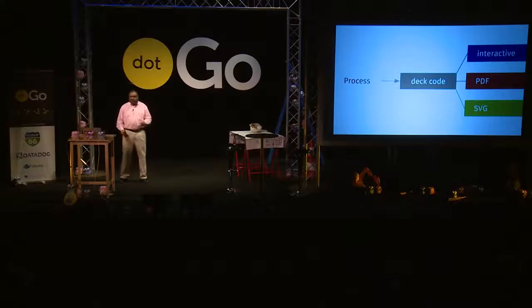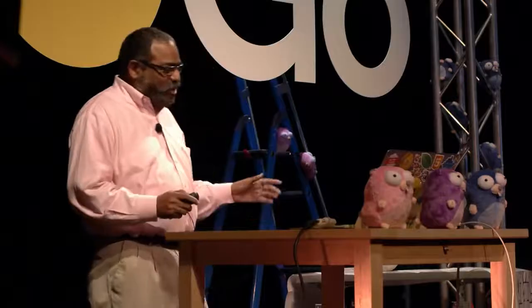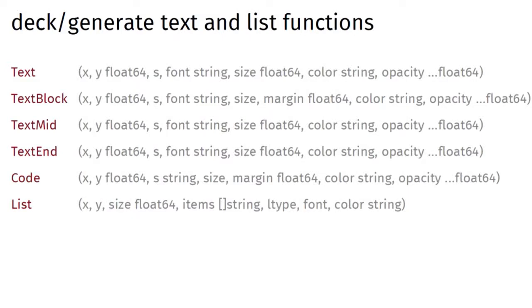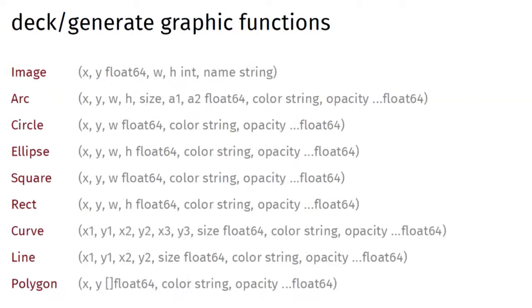Some people like to write XML code by hand, like an animal, but sometimes you need some other kind of process to create that code for you so that you can have one representation of your deck and you can have the interactive version, PDF or an SVG. For that, I've got a package called deck/generate, which again has the similar kind of functions as you can see for text and code and lists, images, and graphical elements.